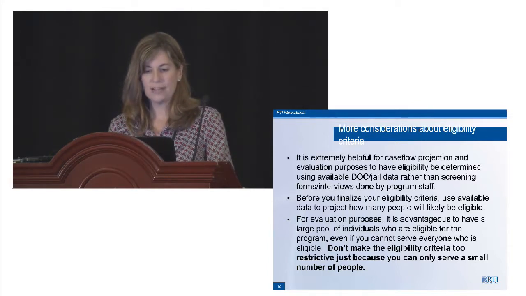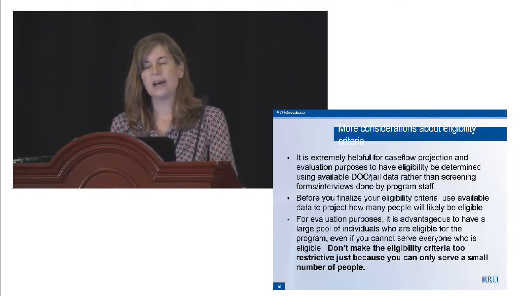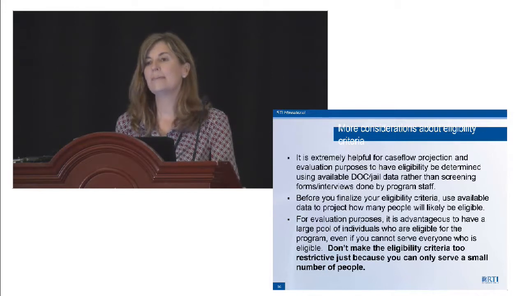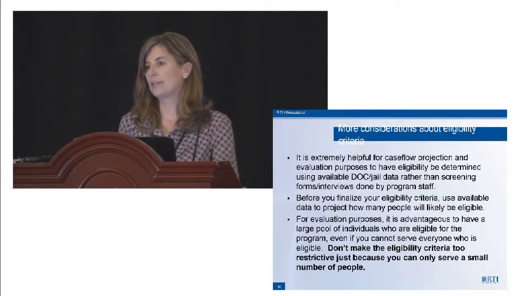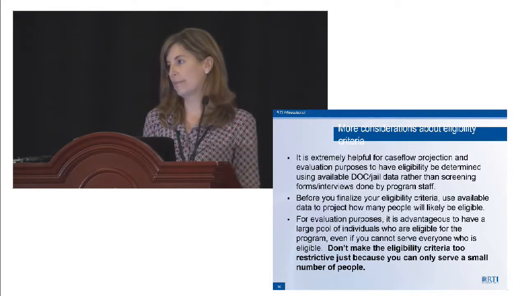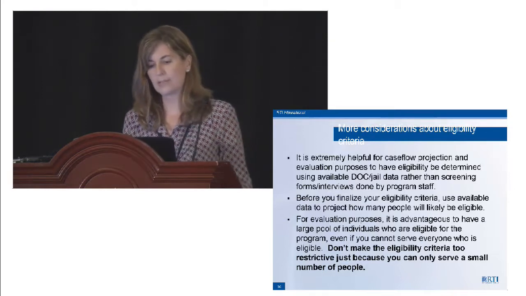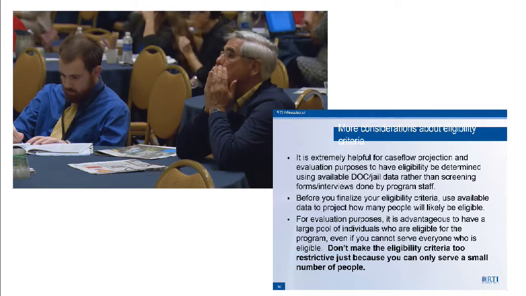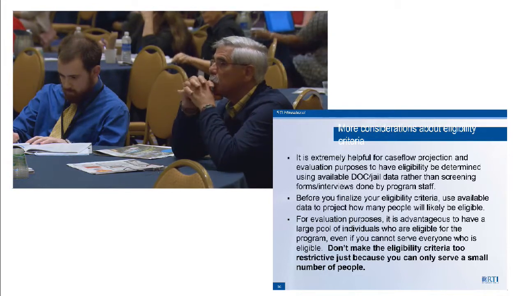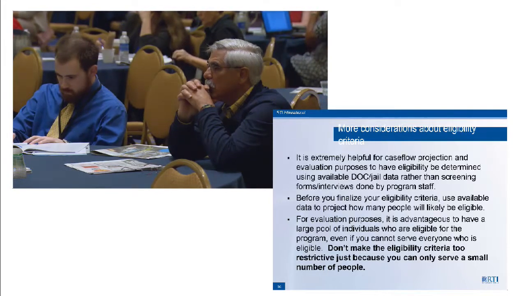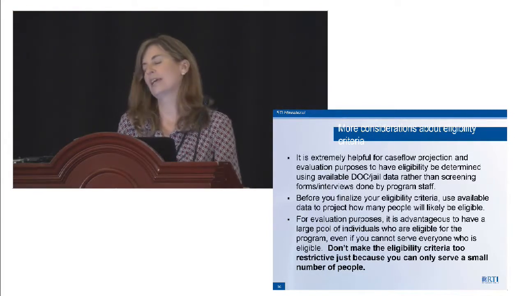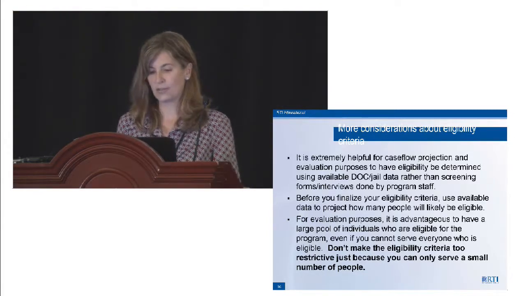Also, when you're finalizing your eligibility criteria, early on in the process, you should look at available data to project how many people will likely meet your criteria, because at the end of the day, when you go to implement your program, you want to make sure you have plenty of people to serve. And that brings me to the final point, and this is really the most important point I wanted to make during this presentation. For evaluation purposes, it's far better to have a large pool of individuals who are eligible for your program, even if you cannot serve everyone who meets those criteria.